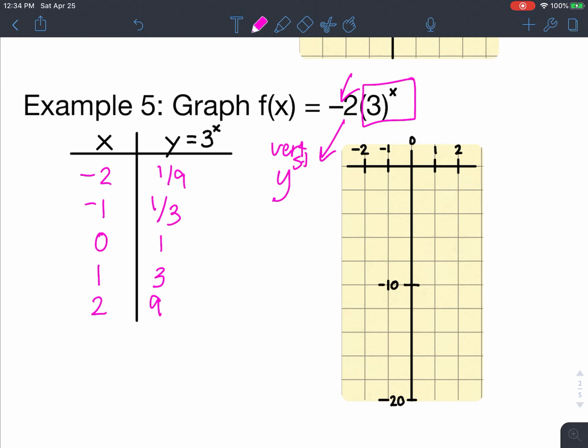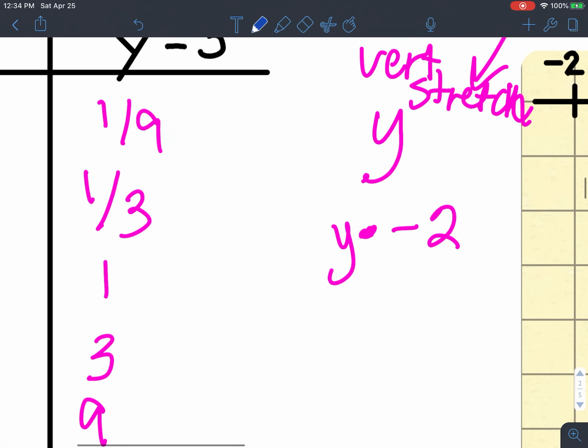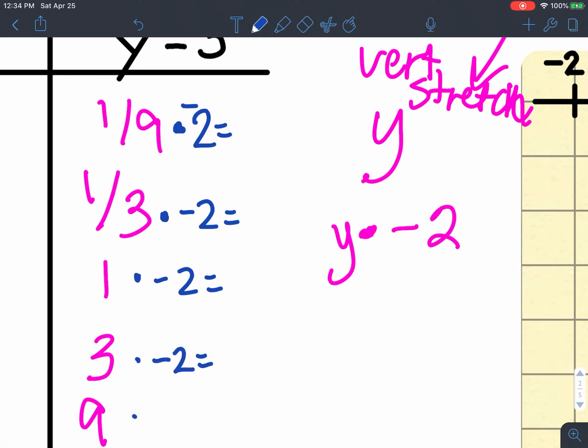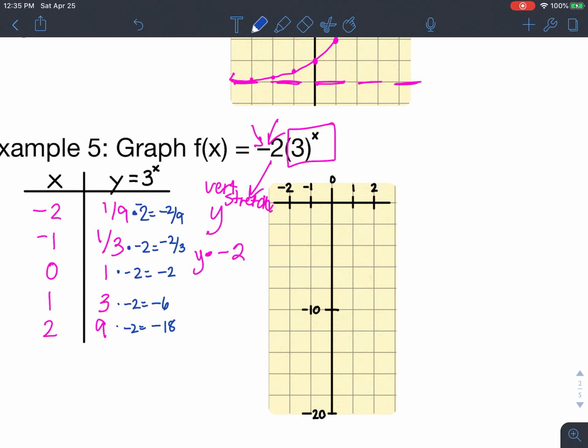So this is a vertical stretch. It's also a vertical flip with this negative, but we'll take care of that all at the same time. So we'll take our y values and we're going to multiply them all by -2. Oops, -2. So 1 times -2 is -2, -6, -18, -2/3, -2/9. So now these are all my new y values, and my x values didn't change.